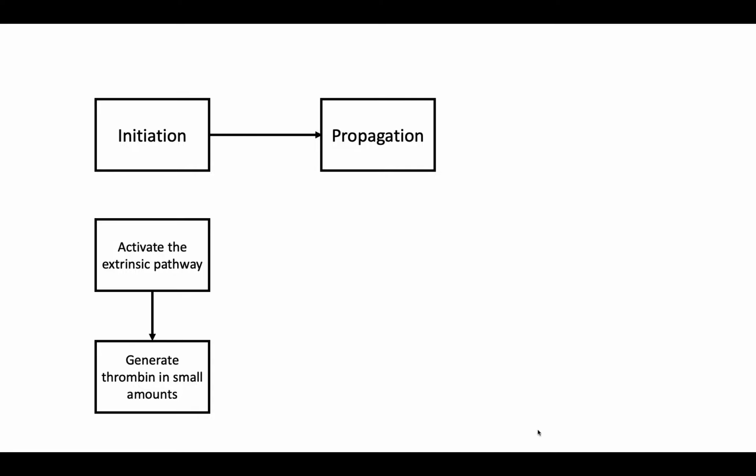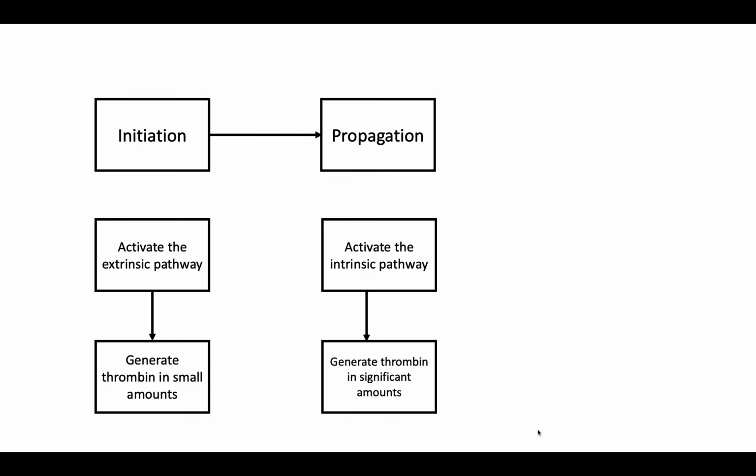Clot propagation occurs when you activate the intrinsic pathway. By activating the intrinsic pathway, you generate thrombin in significant amounts. What you'll discover is that when you activate the extrinsic pathway, you also activate the intrinsic pathway. Furthermore, generating thrombin in small amounts also leads to activating the intrinsic pathway. And once you generate thrombin in significant amounts, it also acts as a feedback mechanism to activate the intrinsic pathway. This further generates thrombin in significant amounts.